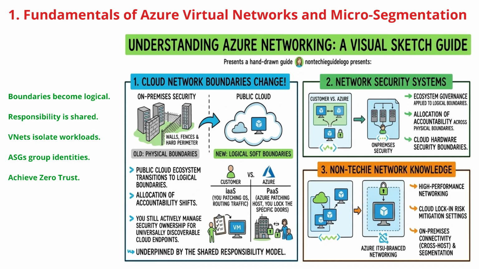In an IaaS setup like virtual machines, you control the operating system patching and traffic routing. With PaaS, Azure manages the host, but you still lock the doors to protect your universally discoverable cloud endpoints. At the core is your virtual network, or VNet, providing isolated regions with contiguous subnets. To filter this traffic, we use application security groups, grouping your workloads by identity instead of static IP addresses. This creates a secure zero-trust microsegmentation, where workloads are protected side by side.